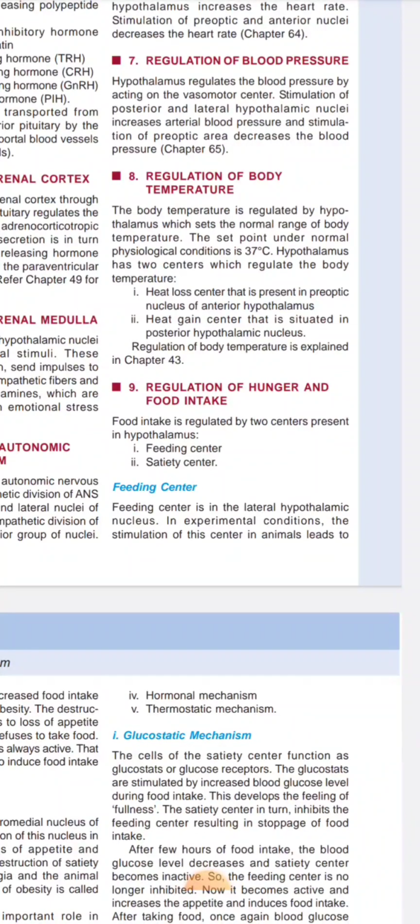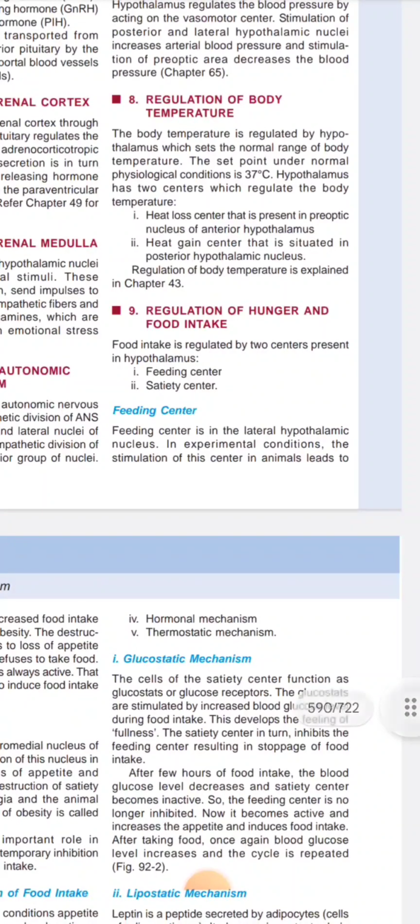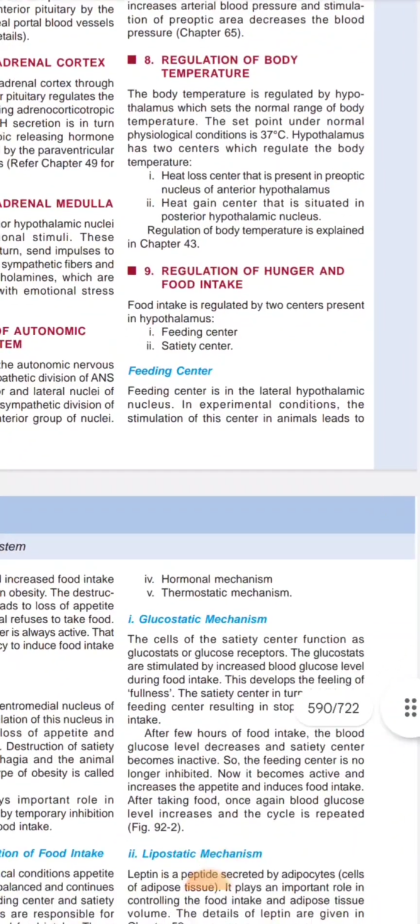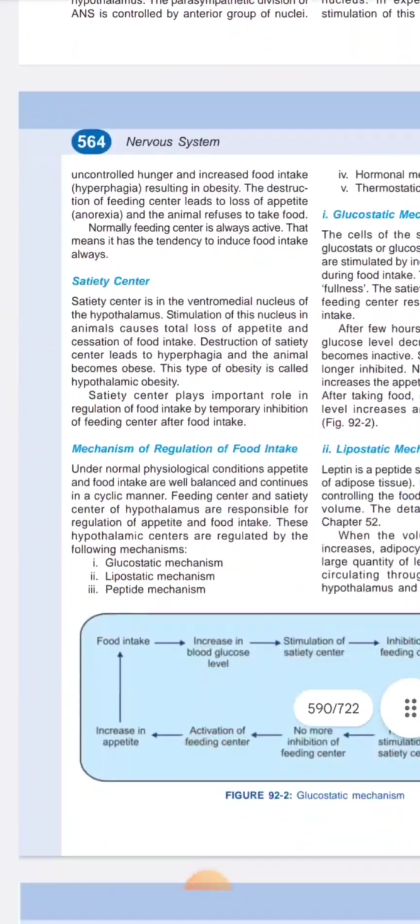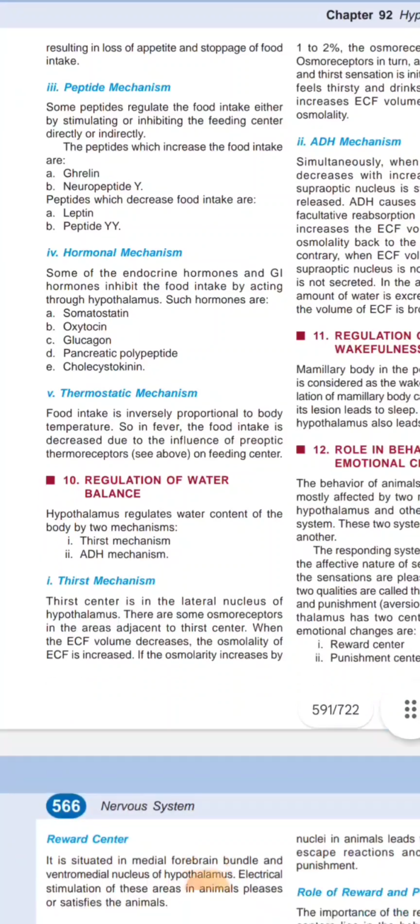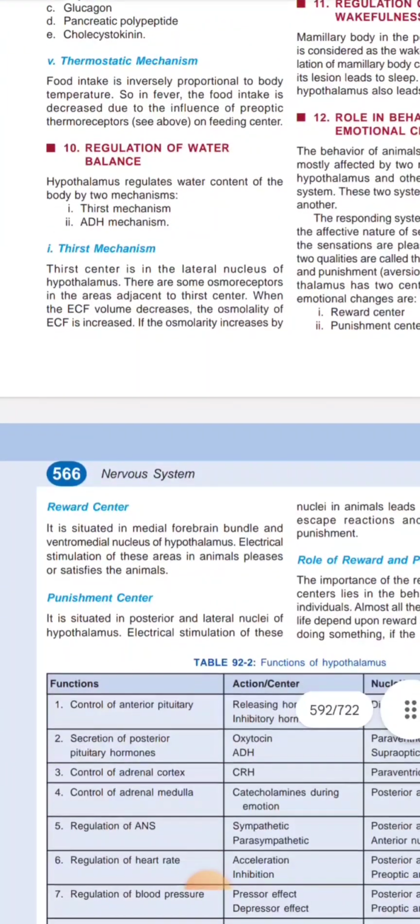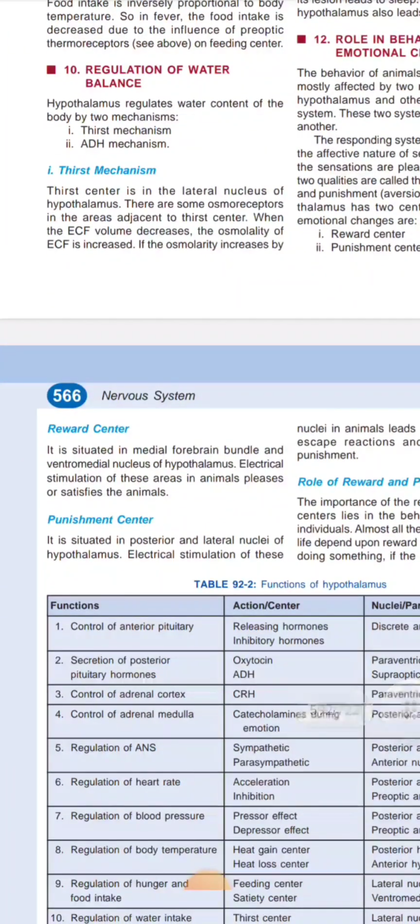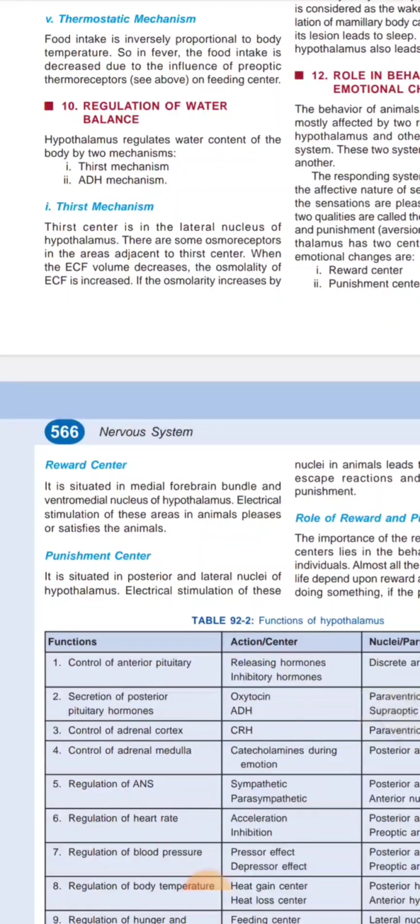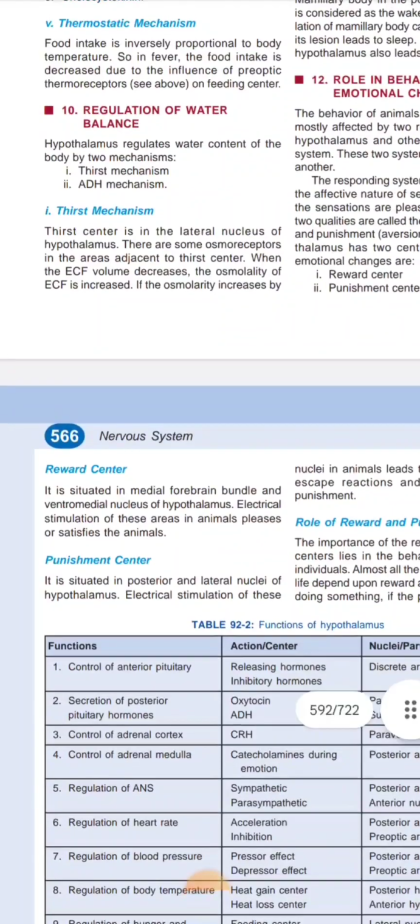Okay. Next, it also regulates hunger and food intake by acting on feeding center and satiety center in the medulla oblongata. Okay. Next, regulation of water balance. So hypothalamus regulates water intake and water intake cessation. When we are not feeling thirsty, we won't drink water. So by acting on thirst center, which is present in medulla oblongata.